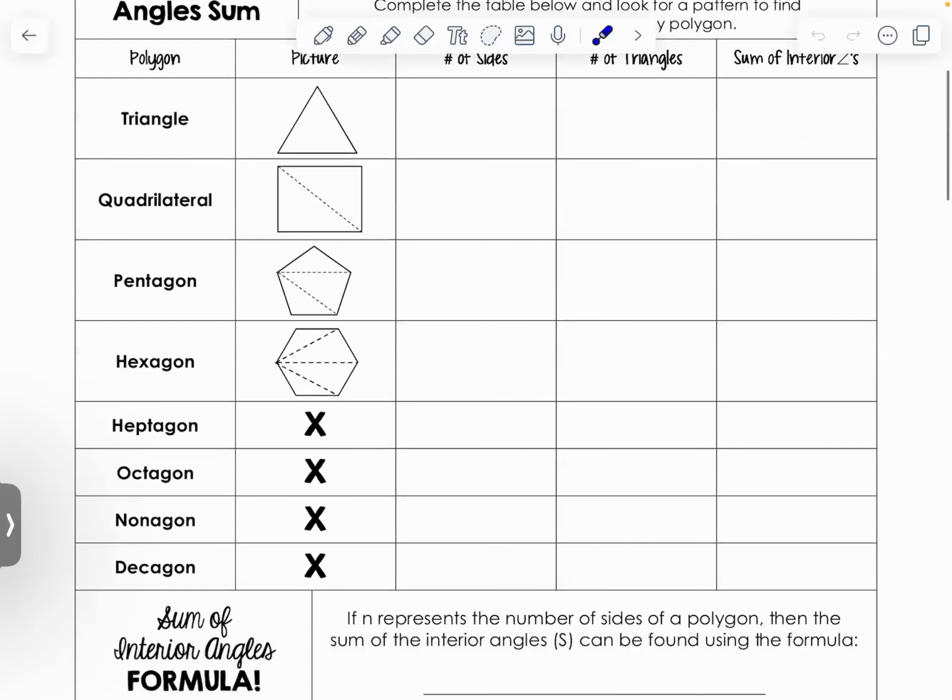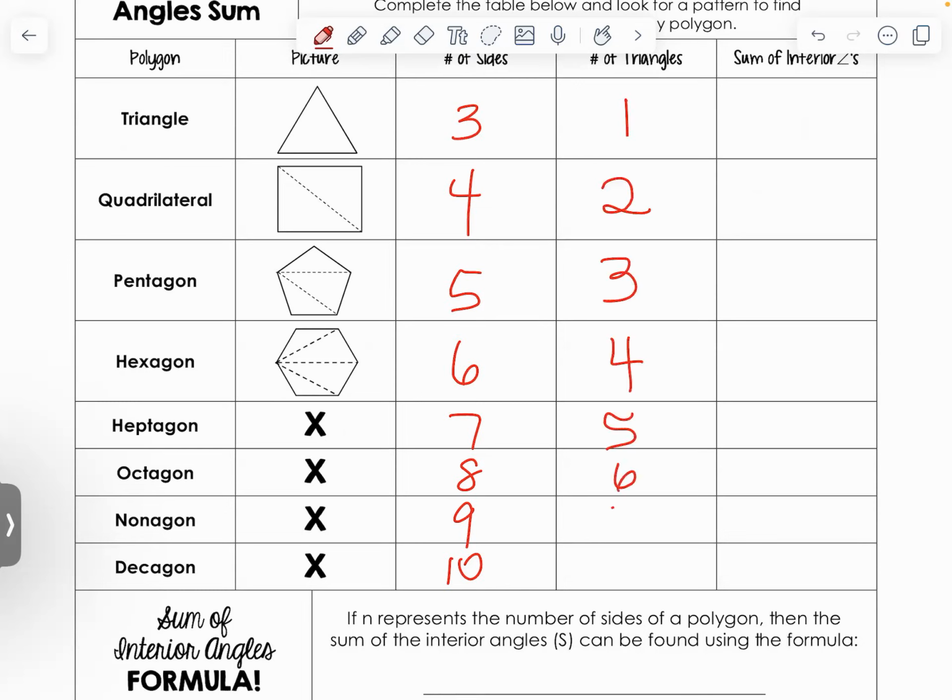Okay. Tell me what you're noticing about, well, first of all, what's the pattern with the number of sides here? How many triangles? Is there something that's cool there? 1, 2, 3, 4, 5, 6, 7, 8, 9.